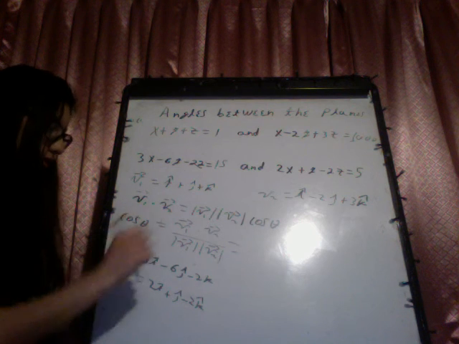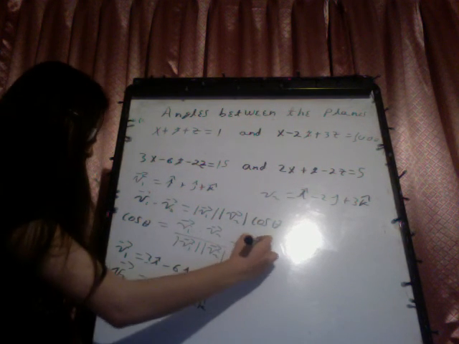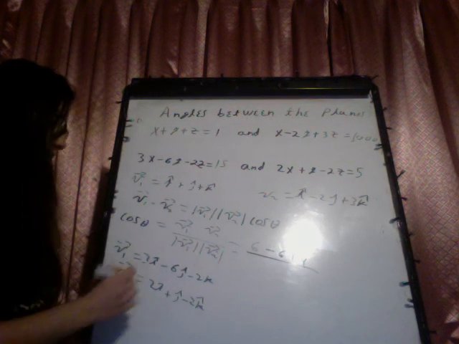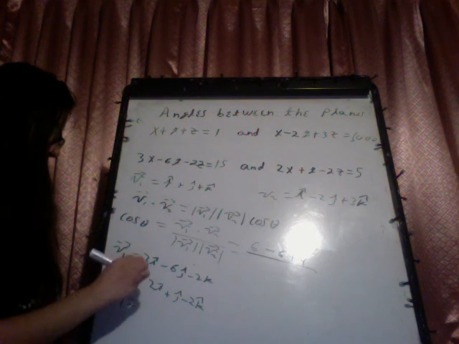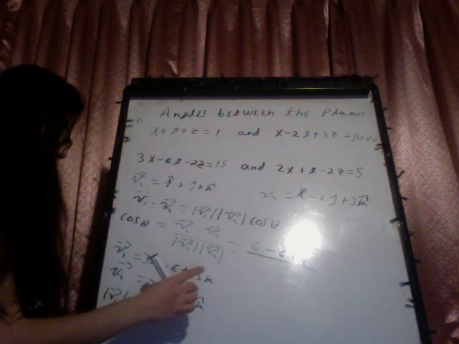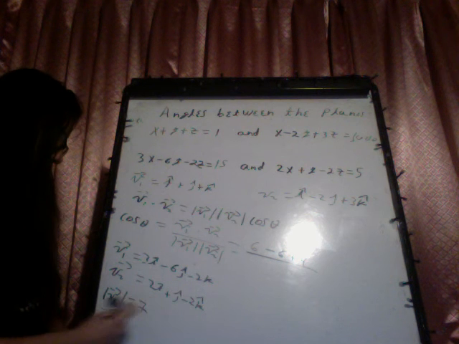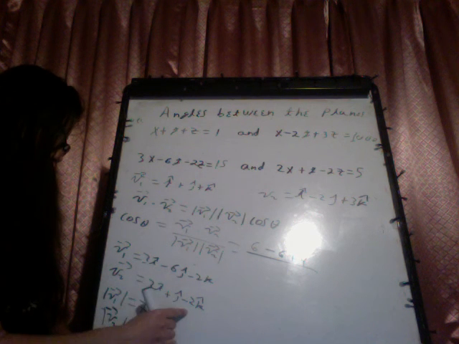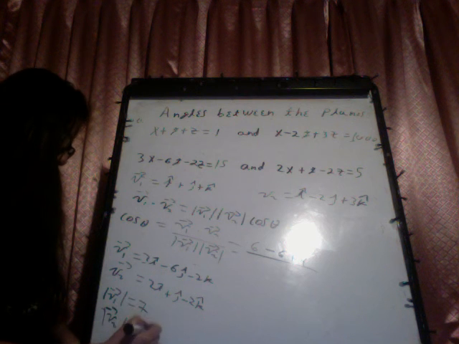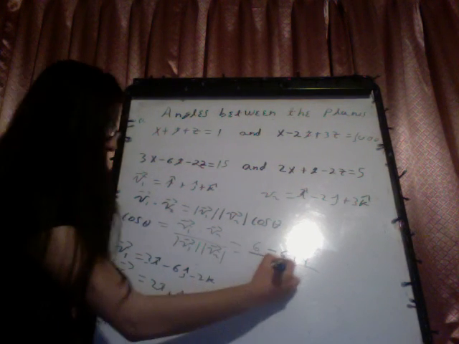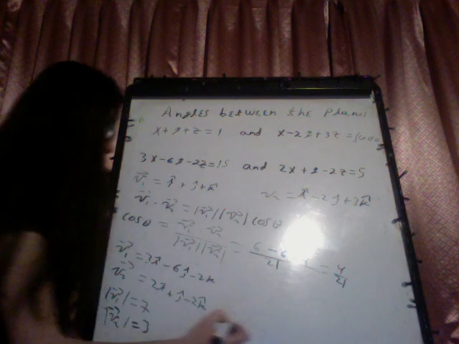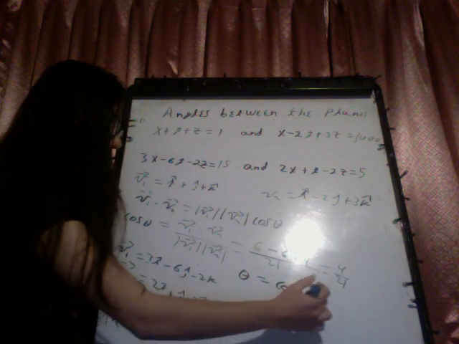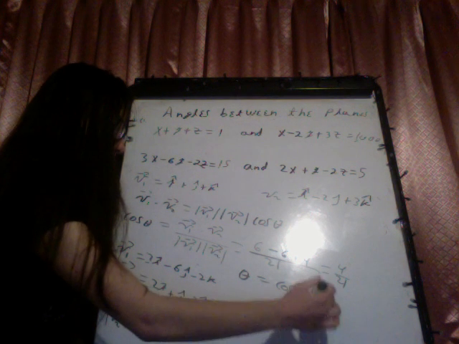Alright, now dotting them would be 6 minus 6 plus 4, divided by the magnitude of v1, which is 9 plus 36 plus 4, root of 49, that is 7, and the magnitude of v2 is 4 plus 1 plus 4, which is 9, root of 9 is 3. So divided by 7 times 3, which is 21. So it is 4 divided by 21. So we have theta is equal to the arc cosine, or you can say cosine to the minus 1, of 4 over 21.